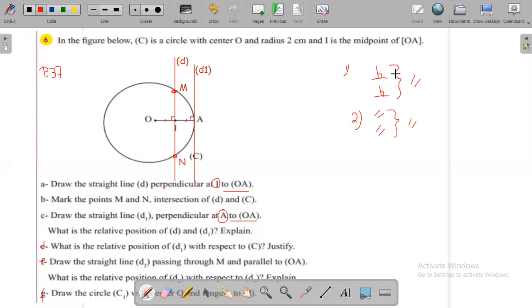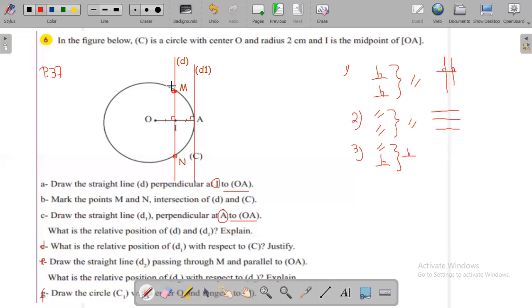And here the figure is like this: perpendicular and perpendicular give parallel. And here it is like this: parallel and parallel give parallel. The third one is parallel with perpendicular gives perpendicular. So if two straight lines are parallel, then each perpendicular to one of them is perpendicular to the other.